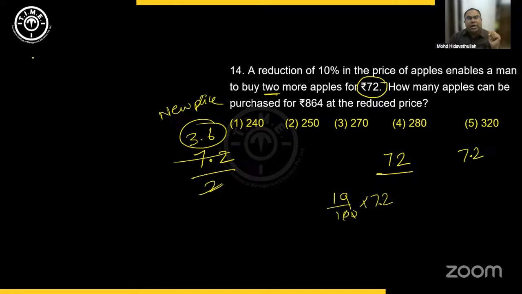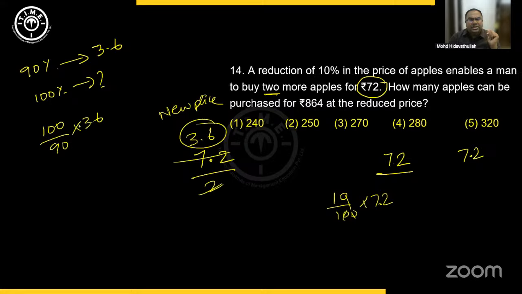If he's asking you the actual price, it has reduced by 10%. So 90% is 3.6. Actual price means 100%, how much? 100 upon 90 into 3.6. So 36 by 9. So what is my actual price? 4 rupees. I'm not asking here, I'm just telling you how to find the actual price.